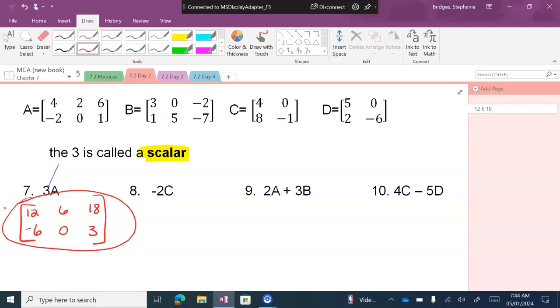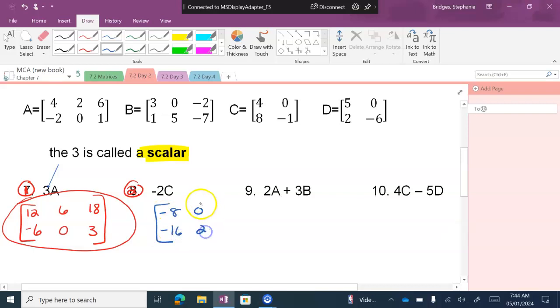Those are like 7, 8, 9, and 10. 1, 2, 3, and 4. Oh well, same difference. Doesn't really matter. So if I multiply C by negative 2, what's my first row going to look like? And my second row? Okay. Yep.